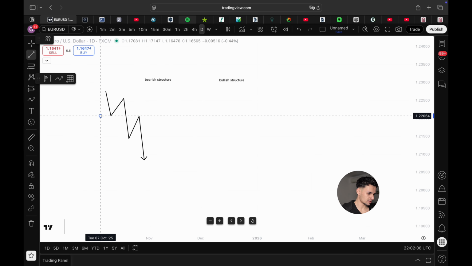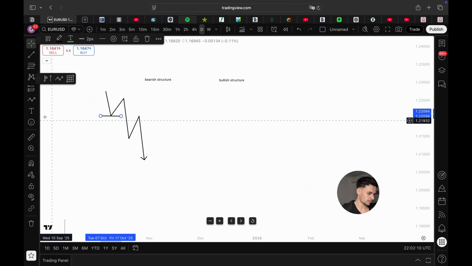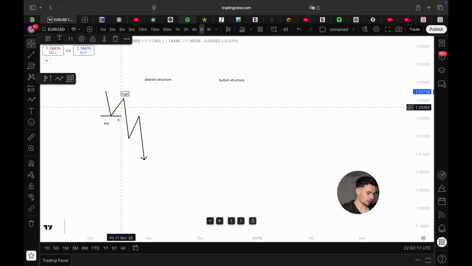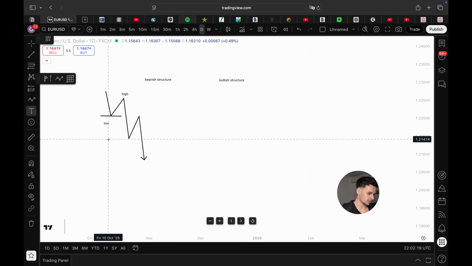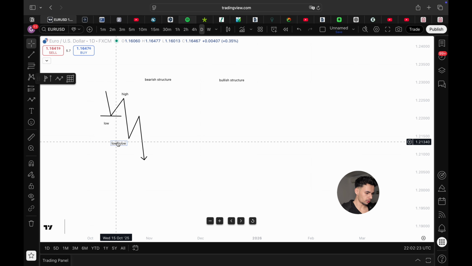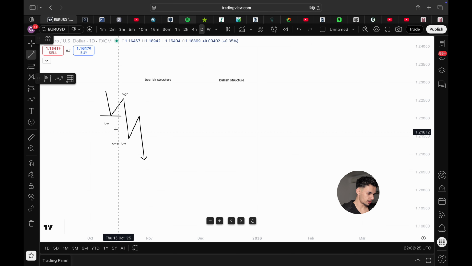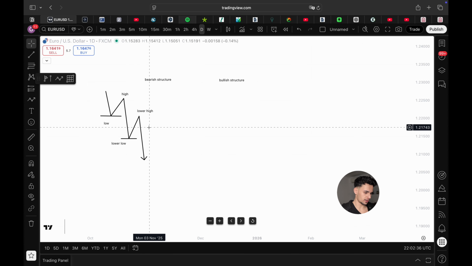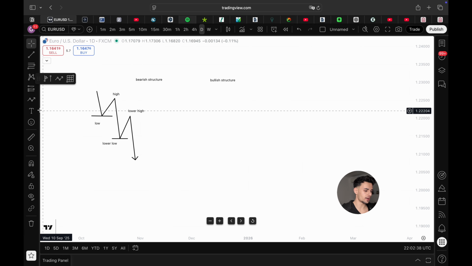So in this case, this point here is our low. Then we have our high here within this trend. And afterwards we have our lower low, because this low here is lower than the previous one. Makes sense, right? It's not that hard. It's very easy. It's really no witchcraft. Then we have our lower high. That's basically a bearish trend.